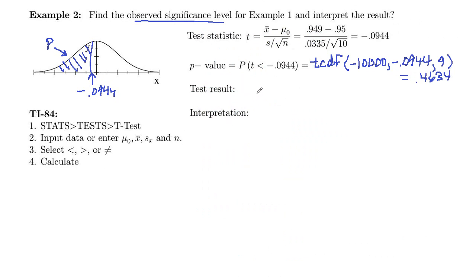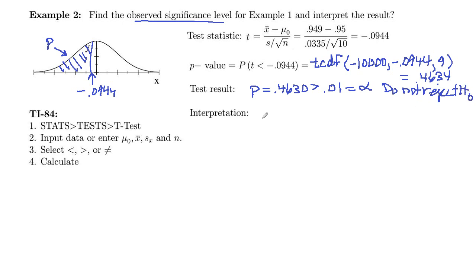So our test result here is that our p-value, which is 0.4634, is greater than 0.05. Well, actually, our alpha was 0.01. 0.01, which was our alpha. So we do not reject. So do not reject H0.